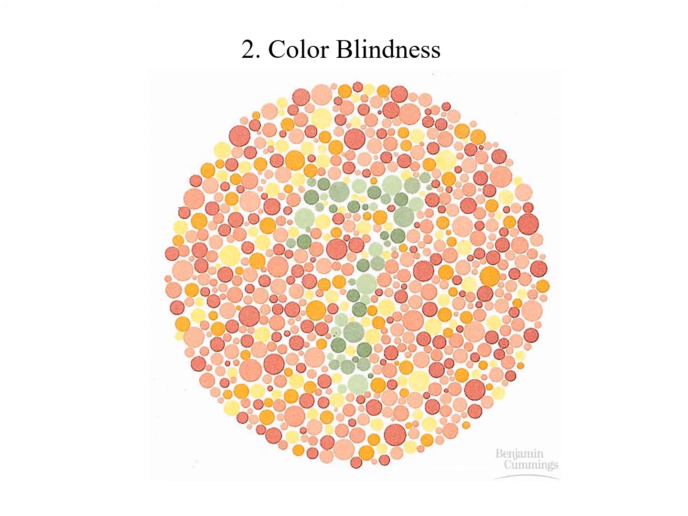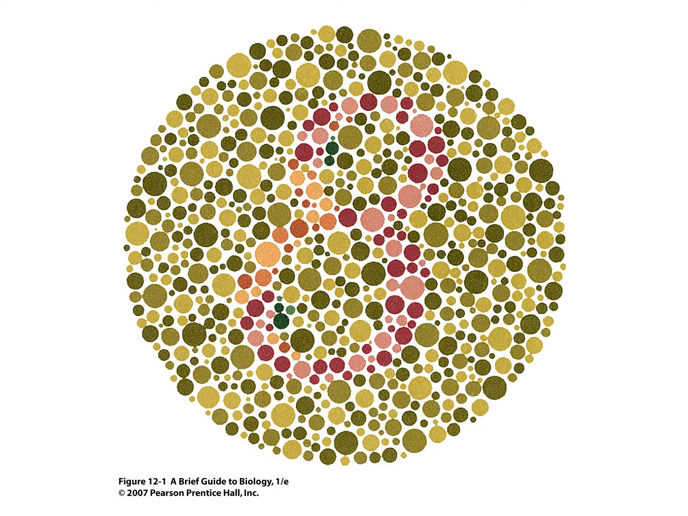Here is another plate. We see a number 8 if you have normal vision. If you have red-green color blindness, those dots all are variations on the same shade, and you can't see that number 8. Color blindness is fairly common.